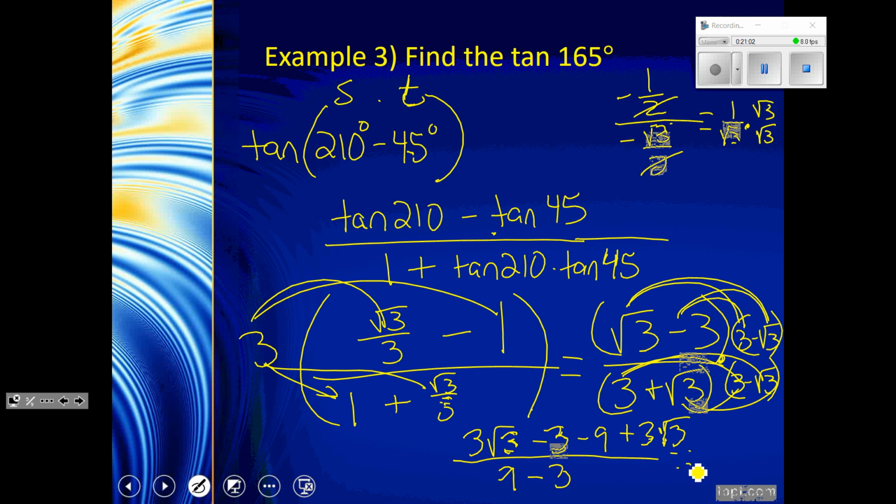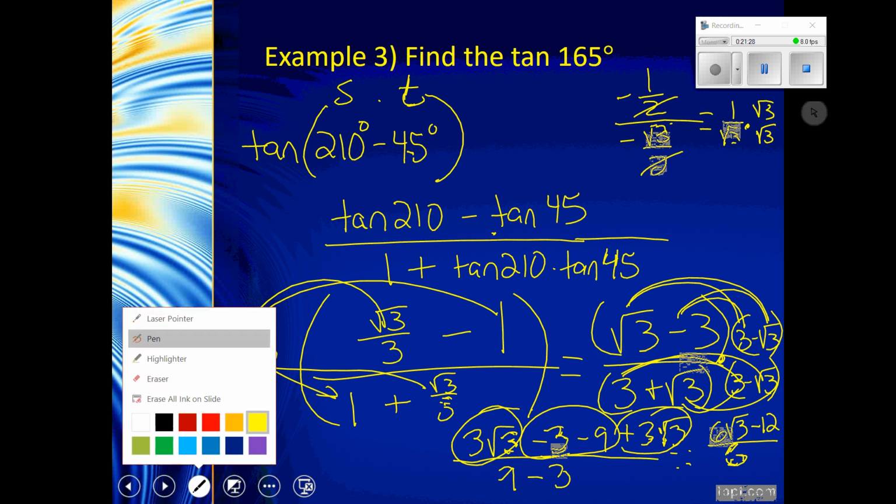Okay, so I can combine this and this. What will that make? 6 square root of 3. And negative 3 and negative 9 makes negative 12, all divided by 6. Okay, and we're almost there. You can simplify. You could take a 6 out from the top.